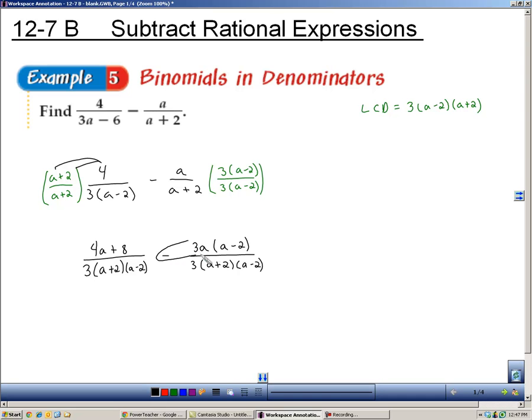Now we have this negative with the 3a, and when I distribute, I need to distribute the negative and the 3a. So continuing to simplify, we're going to get minus 3a squared, and the negative and negative is a plus. 3 times 2 is 6. And that's going to be over, I'm going to put it together now, over the common denominator of a plus 2, a minus 2 times 3.